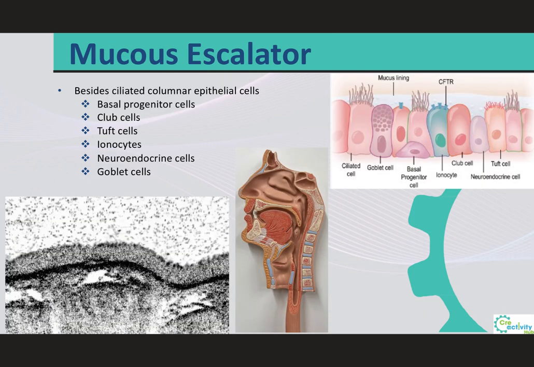Here we're going to cover the different types of cells. Therefore, besides the ciliated columnar epithelial cells, which we saw on the previous slide, and are these cells right over here, and they have hair or cilia. This is why they're called ciliated. And we have at least 6 other cells that are listed below.